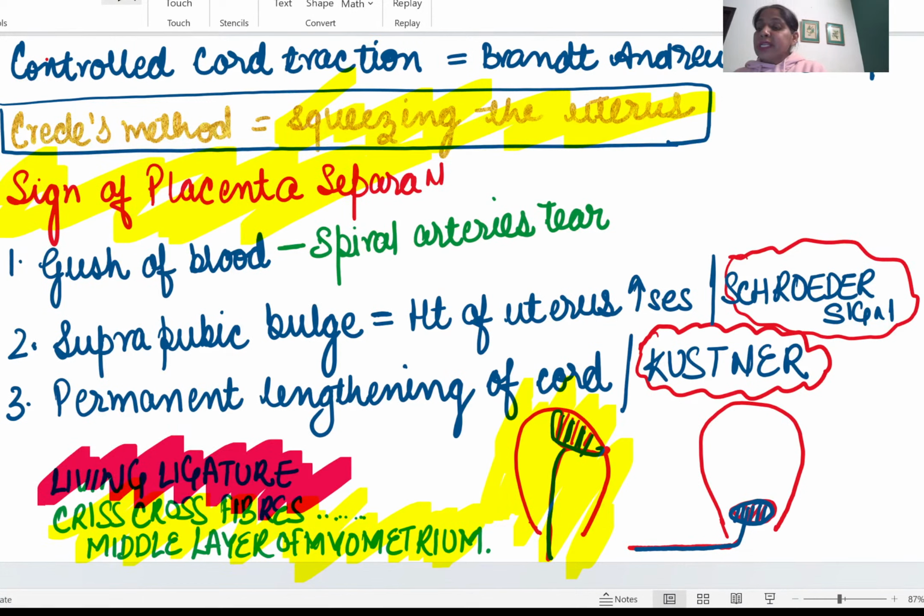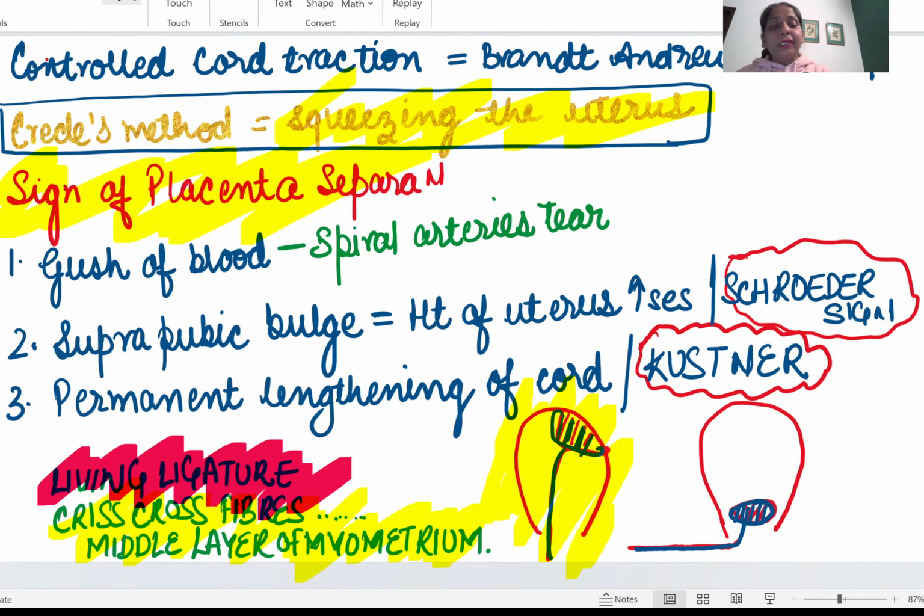This question has been asked: why is this crisscross arrangement known as the living ligature? Because after separation of the placenta, this crisscross arrangement squeezes, or you can say ligates, the torn spiral arteries, and bleeding stops. So the first sign is a gush of blood.